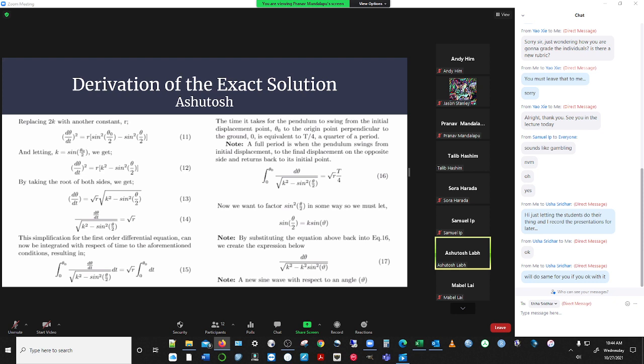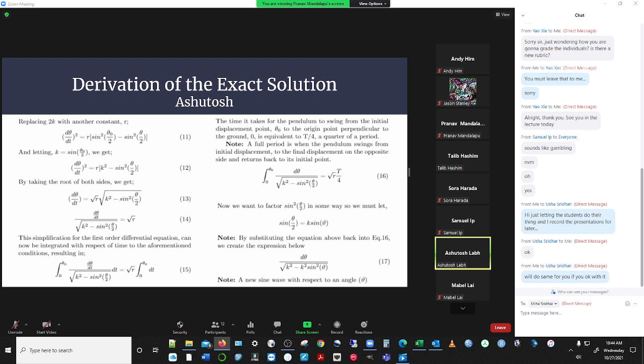And letting k, we also name one of our constants by saying k is equal to sine theta subscript 0 over 2. So this gives us a total equation of d theta over dt squared, which is equal to r bracket k squared minus sine squared theta over 2.